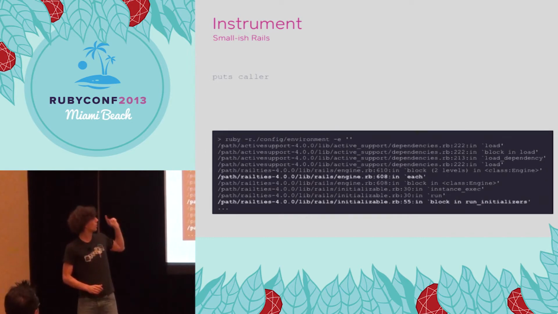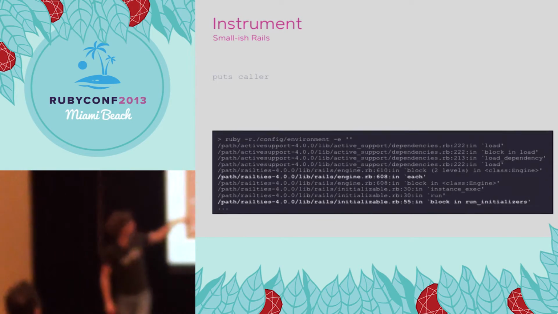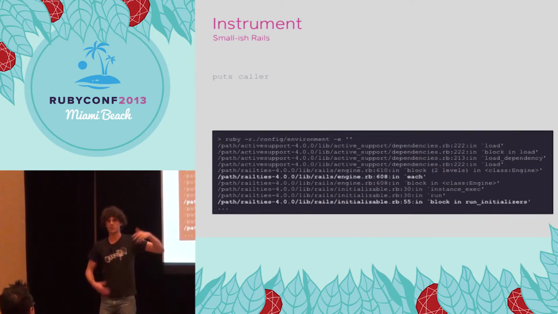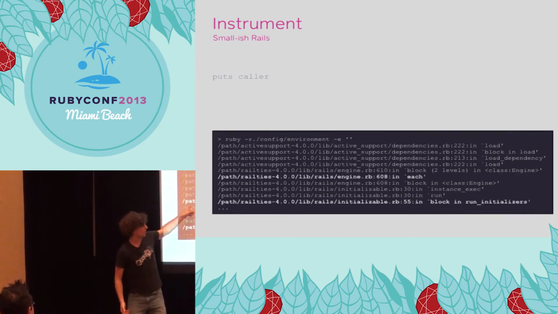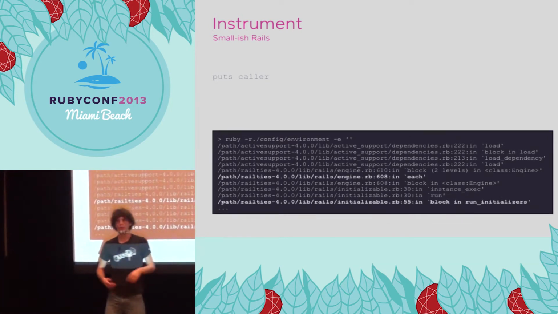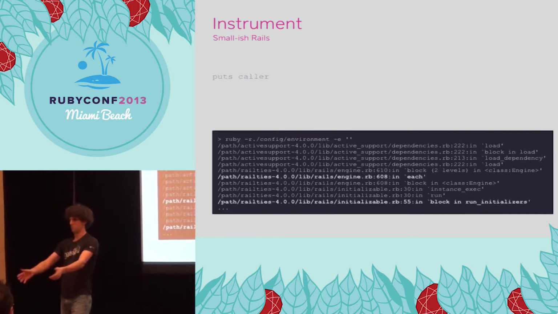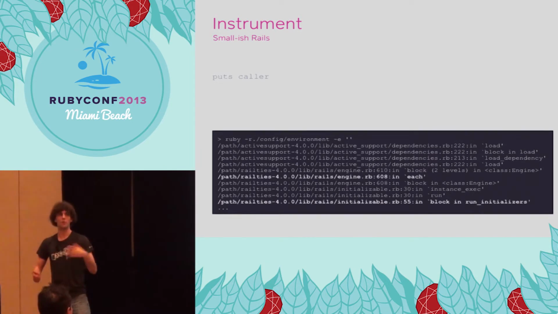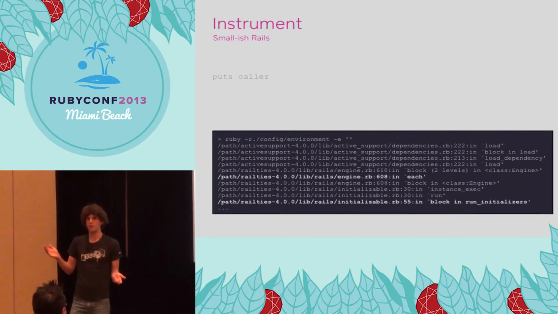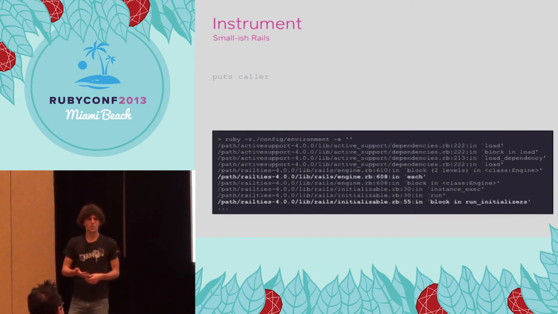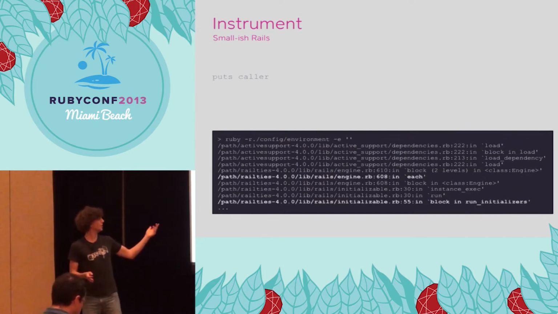Caller will give you the stack trace of the current spot where you are. Then you can copy this line, open it up in your editor, and it's like some gem somewhere, whatever, change it, rerun your code. This is amazing. You can just go in and change third-party libraries on the fly, which is really, really scary, but really, really useful in development. So here is an example.